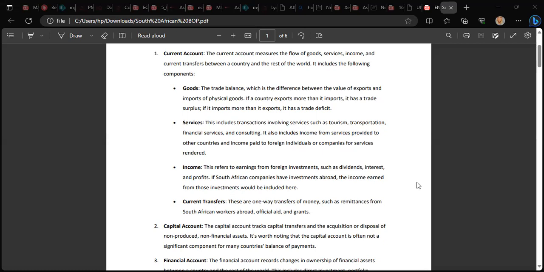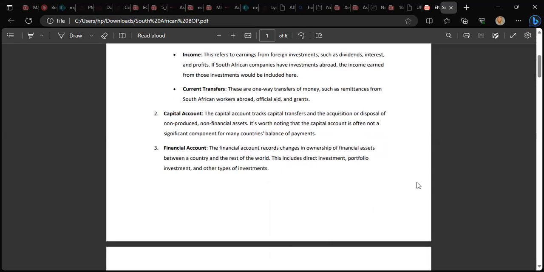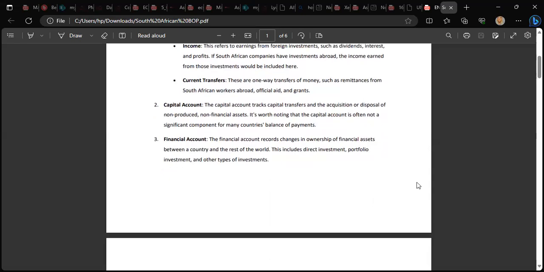And then next up there, we have the capital account. On the capital account, we are now tracking capital transfers and the acquisition and disposal of non-produced and non-financial assets. It's worth noting that the capital account is often not a significant component. So you are looking at something similar to what you find in current transfers, except that you are dealing with capital items. In those circumstances, those kinds of things are going to be recorded on the capital account.